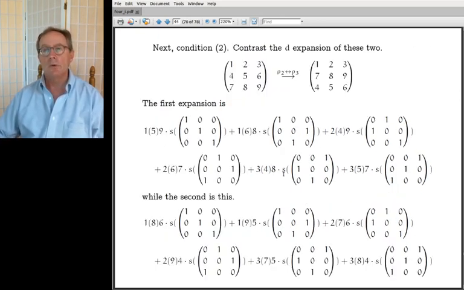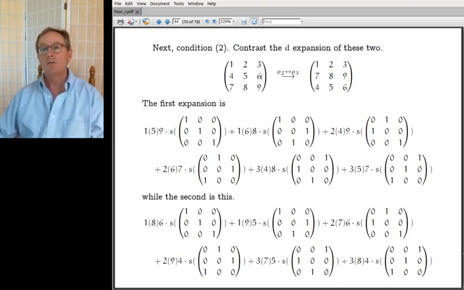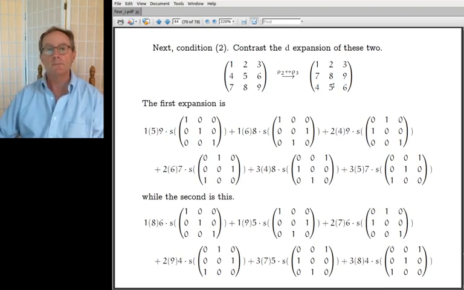Okay, condition 2. So condition 2 talks about row swap changing the sign of the determinant. So we have to check that, for example, if you swap row 2 and row 3, that the determinant will have its sign changed. So we're going to check that if you swap rows 2 and row 3, then the D function has its sign changed for this one matrix. And of course, I'm going to try to do it in a way that suggests how the proof goes. Okay, so here we go.